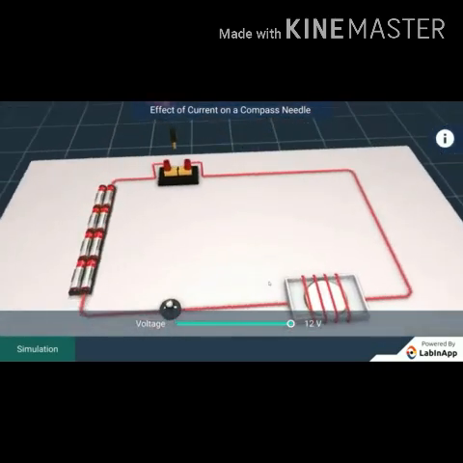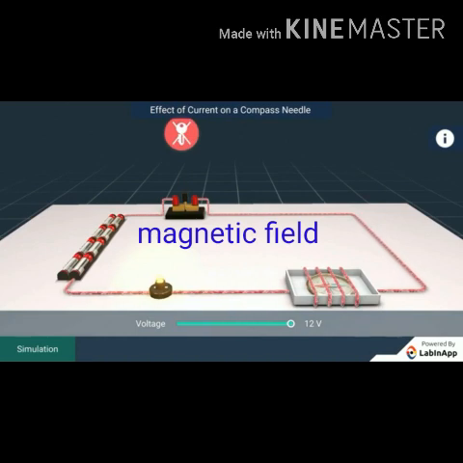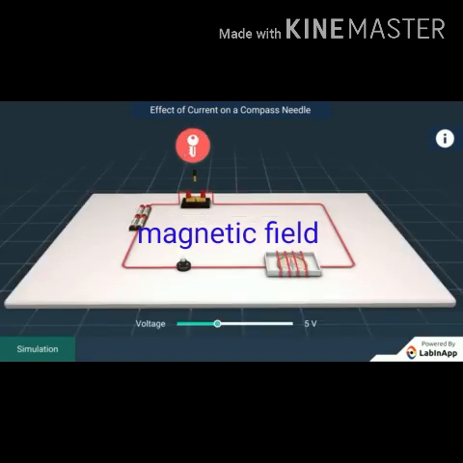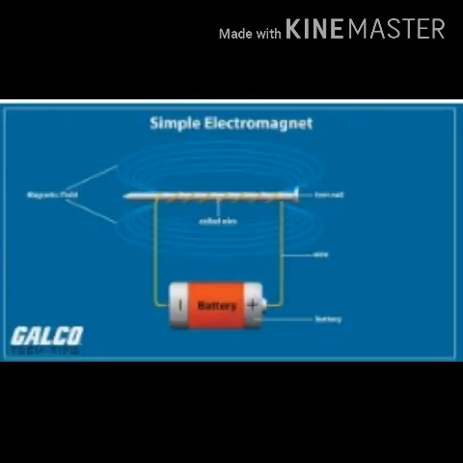This means that a magnetic field is created when an electric current flows in a wire. From this activity, we can say that when an electric current passes through a wire, a magnetic field is produced around that wire. Electromagnet. Try this activity.